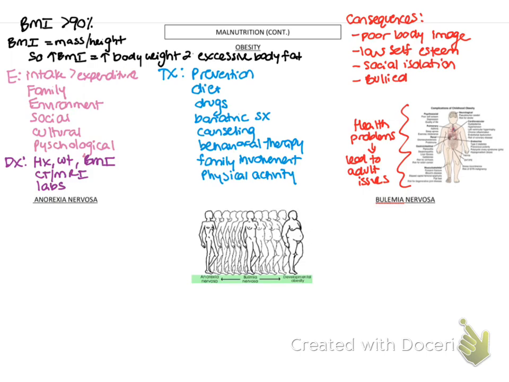And then there's all sorts of health problems that lead to adult issues: hypertension, hyperlipidemia, diabetes, all those things. Obesity is like the number one contributing factor to all of those.